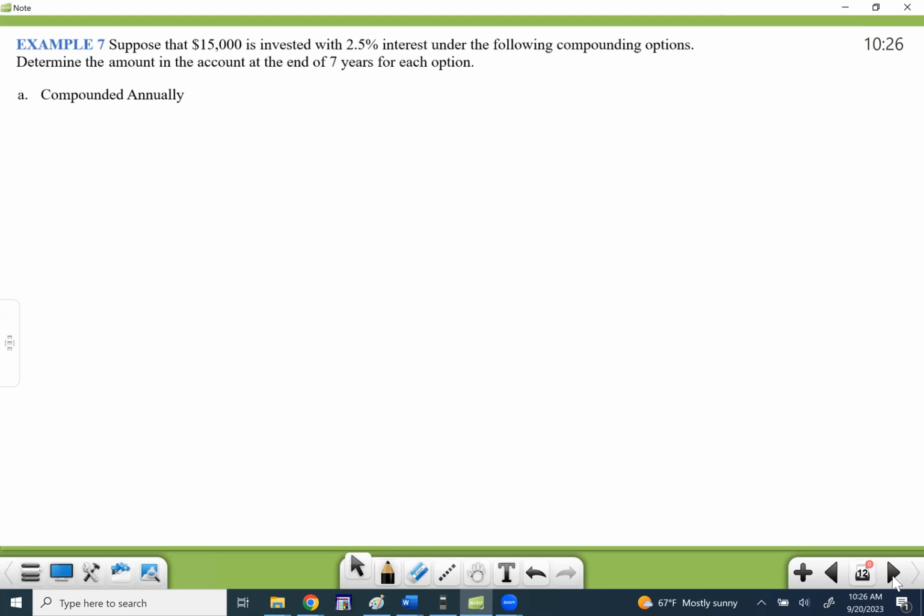All right, so suppose that $15,000 is invested with 2.5% interest under the following compounding options. Determine the amount in the account at the end of 7 years. So let's just go through and start labeling things. Suppose 15,000 is invested. That's going to be our original amount. That's going to be our principal. With a rate of 2.5%.